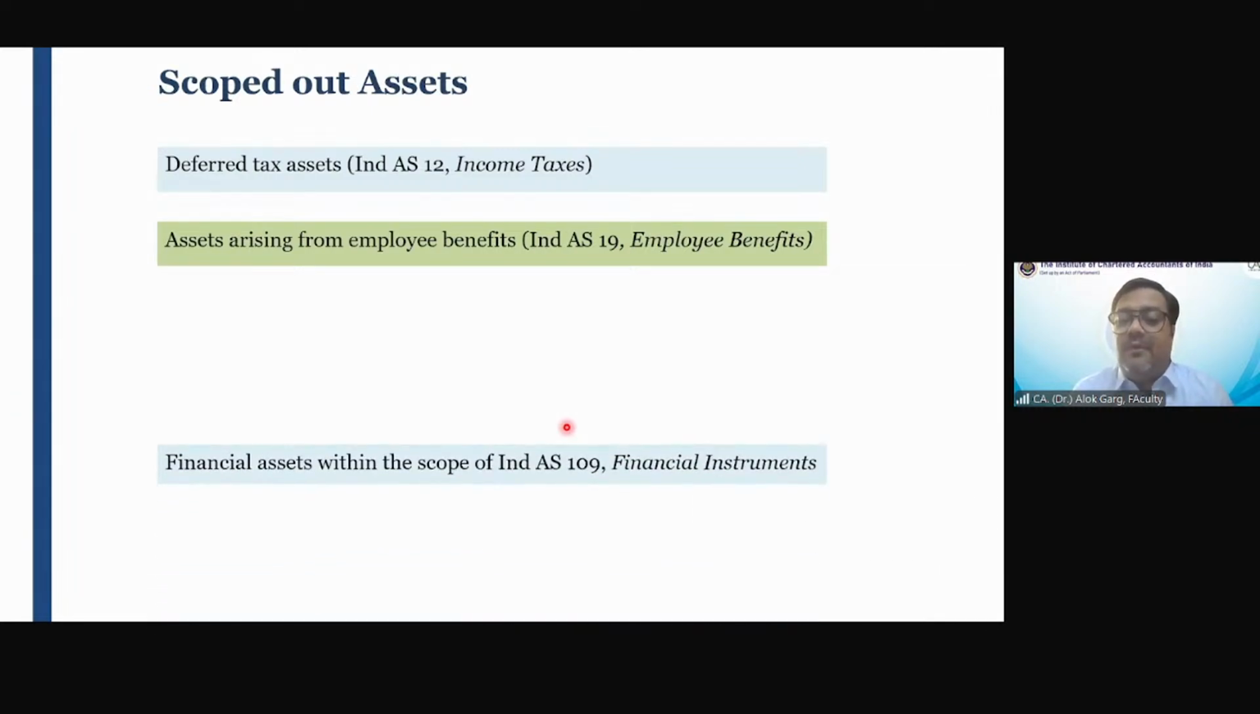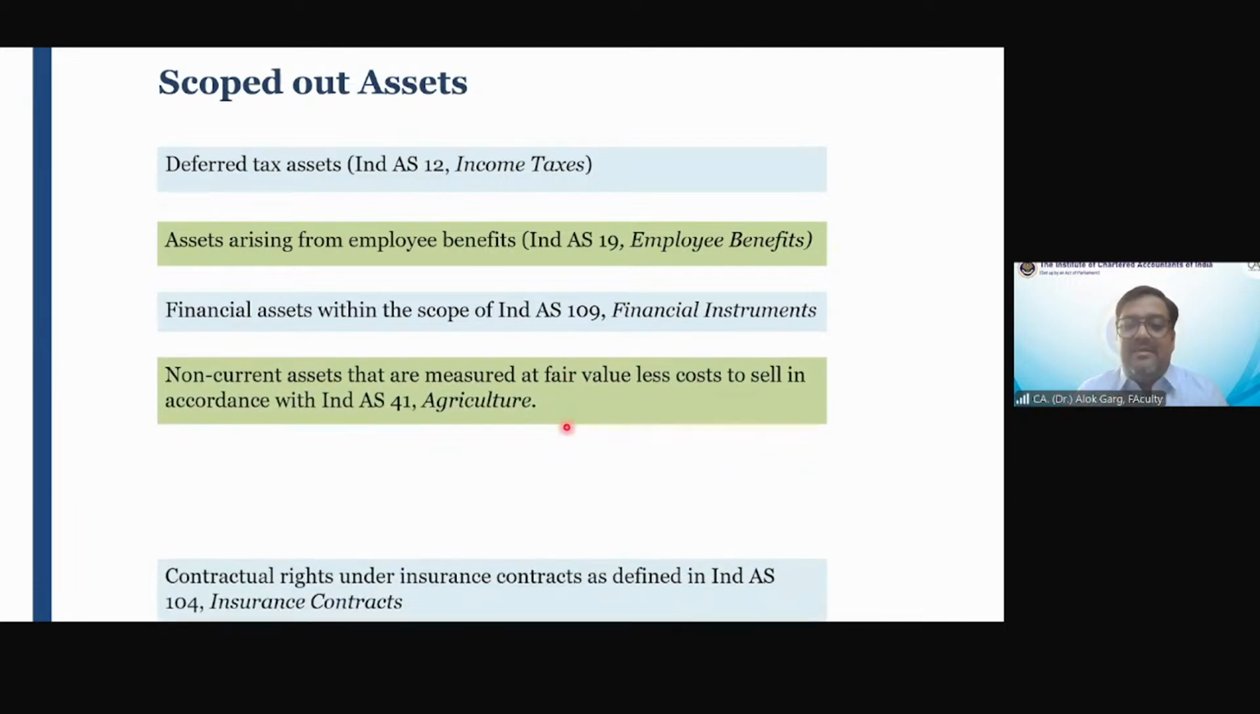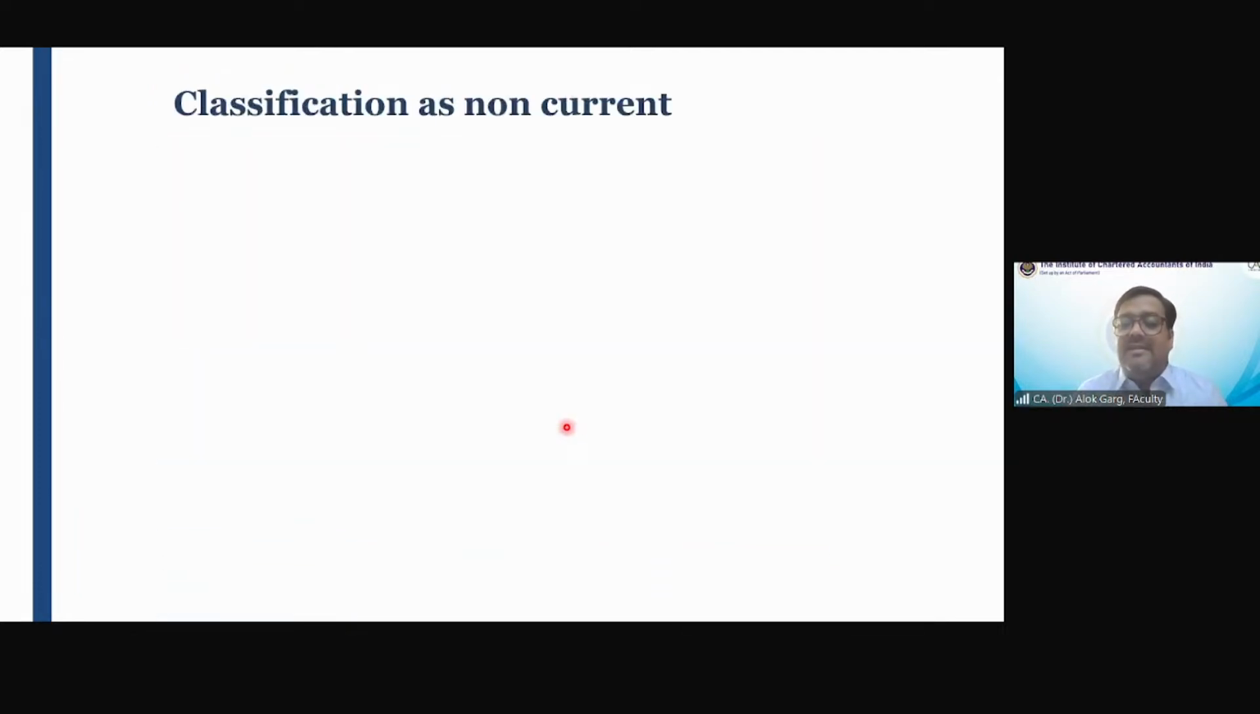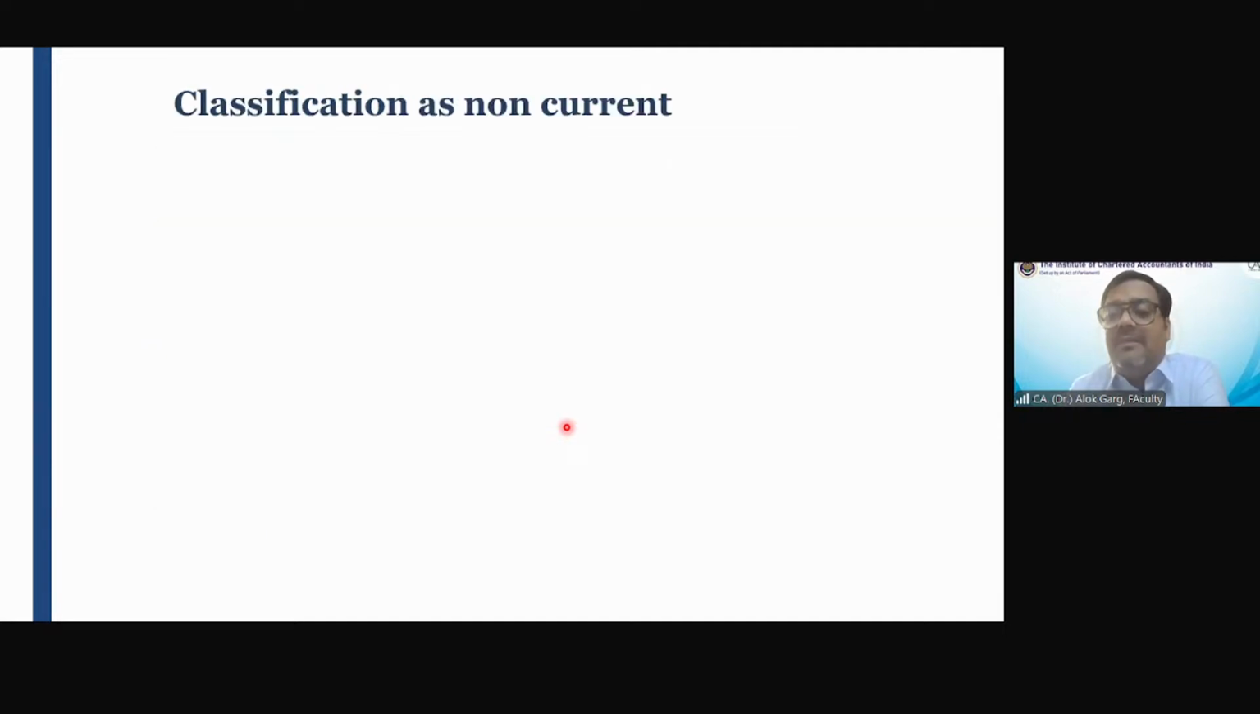Asset arising from employee benefit, financial asset, biological asset, right? Insurance contract asset. So these assets, if these assets are part of the disposal group or these are the non-current asset, if it is de-recognized, held for sale, then the measurement requirement of Ind AS 105 is not applicable. Respective Ind AS measurement requirement is applicable.